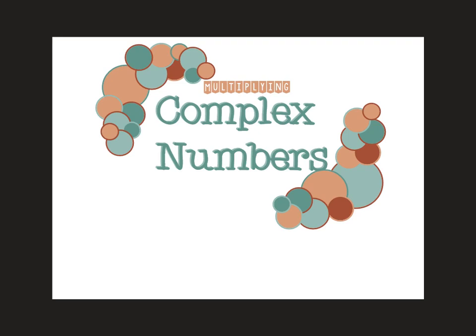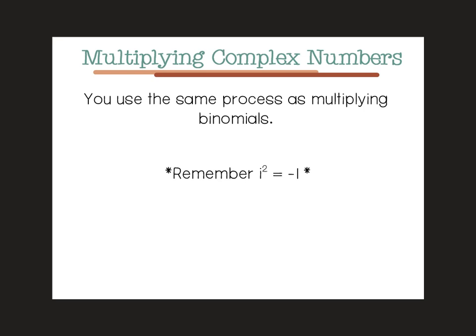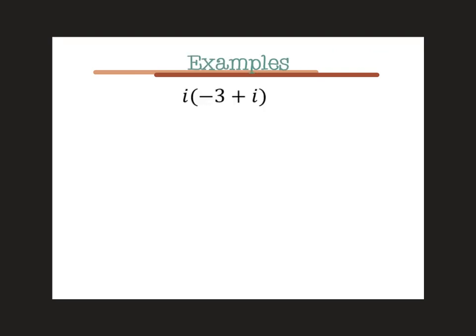In this video, we'll look at multiplying complex numbers. When we multiply complex numbers, we use the same process as multiplying binomials. Just remember that i squared equals -1. In this first example, we would distribute i into the parentheses.